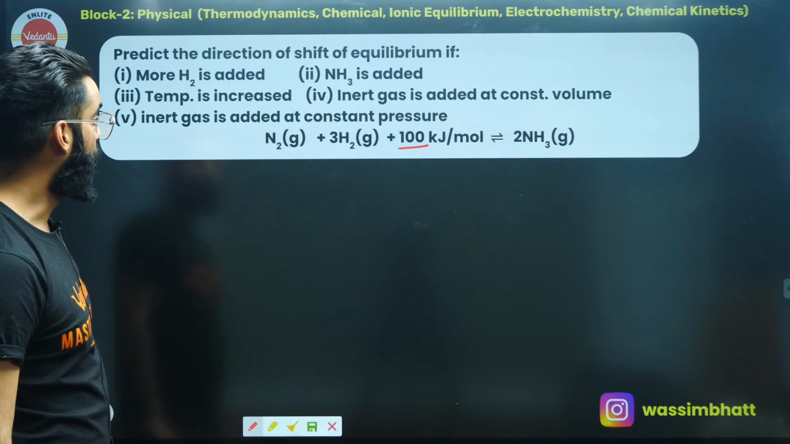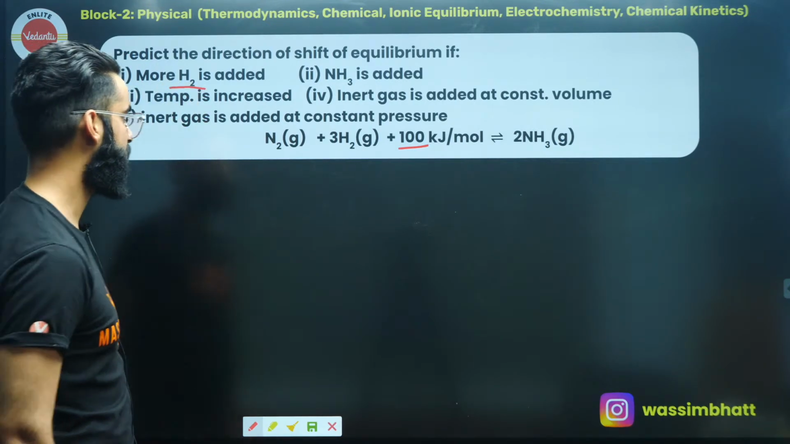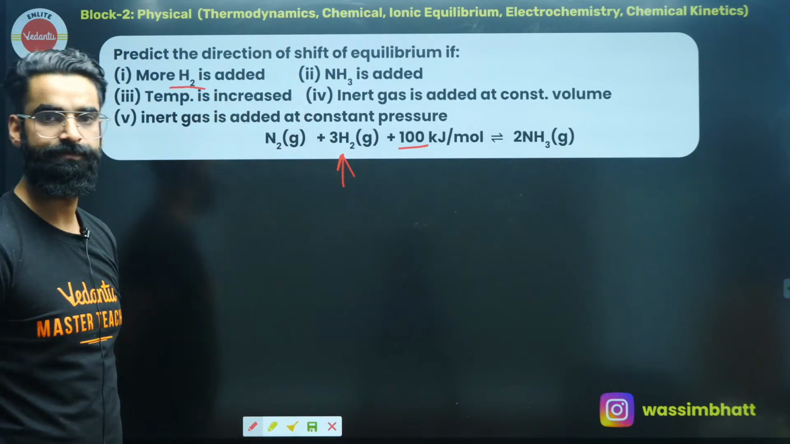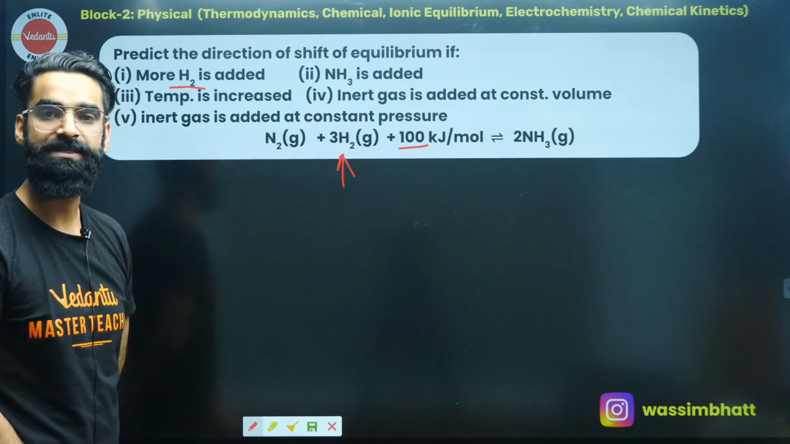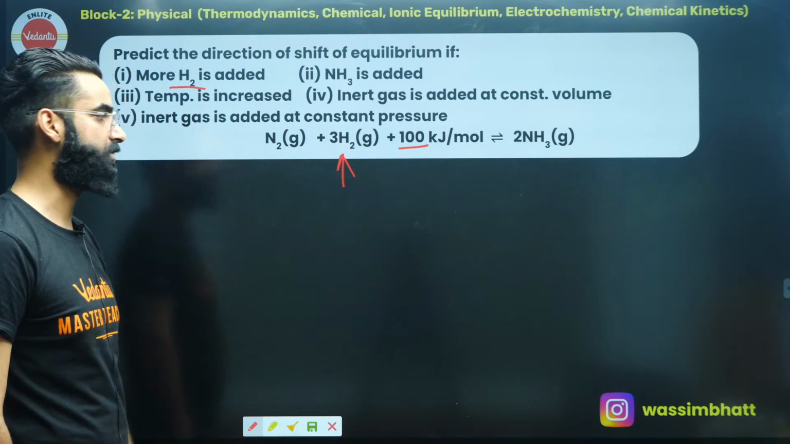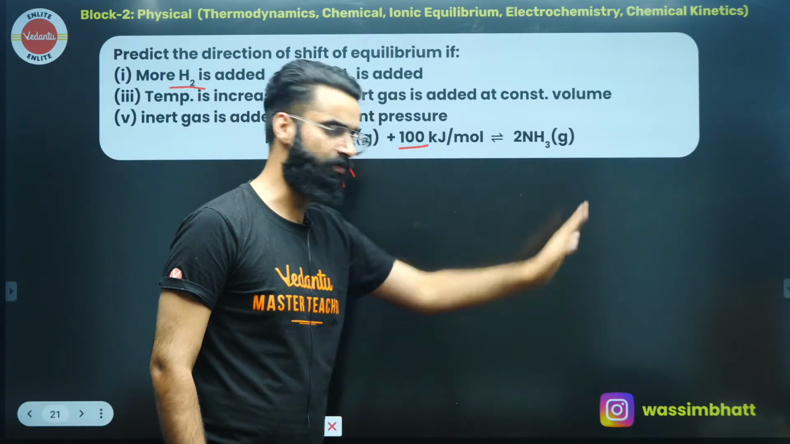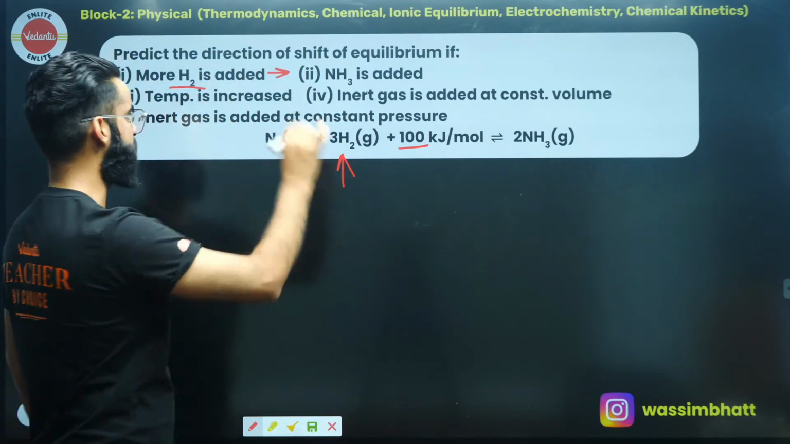Now, what is going to be the direction of shift of equilibrium if more H2 is added? If you add more H2, we are adding more H2. Equilibrium will do the opposite. It will decrease the amount of H2. And how is it going to decrease the amount of H2? When it makes sure the reaction moves forward. So, I must say, equilibrium shifts forward in the first case.